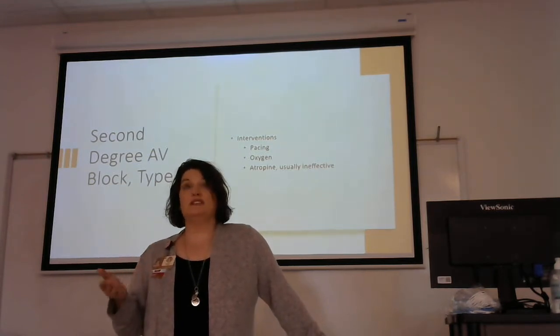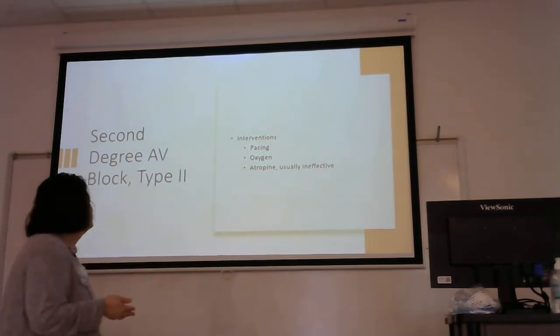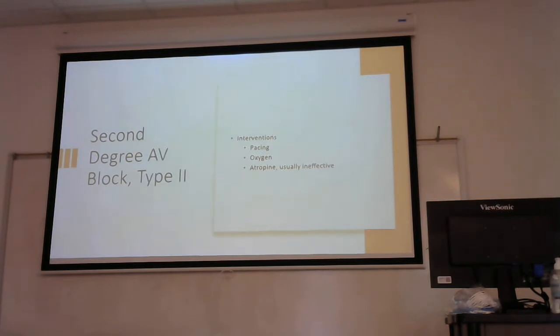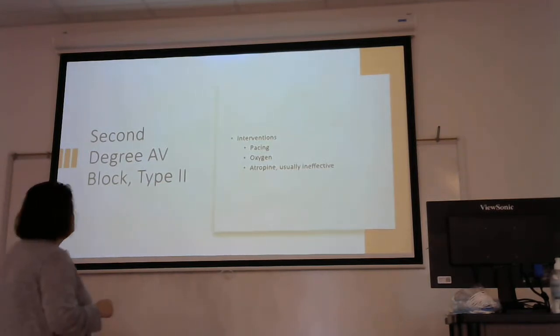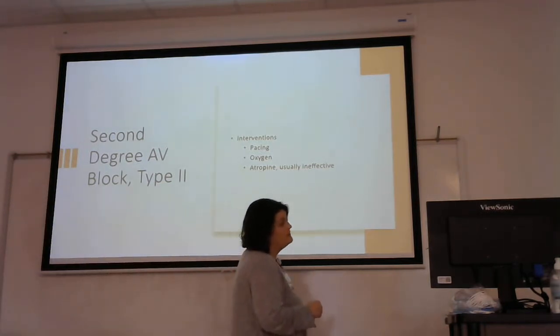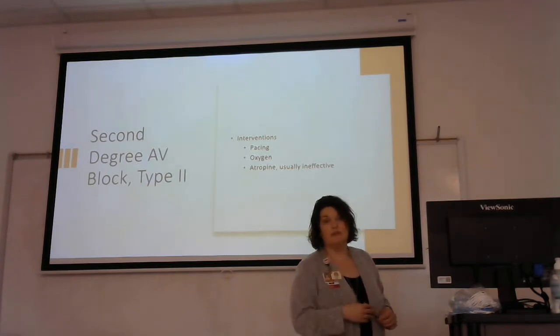So the permanent solution for someone who has second degree type 2 is a permanent pacemaker. Because remember, our overall goal is to keep that ventricular rate up so you'll have adequate cardiac output. So oftentimes people that do have a second degree type 2 will have to have a pacemaker.